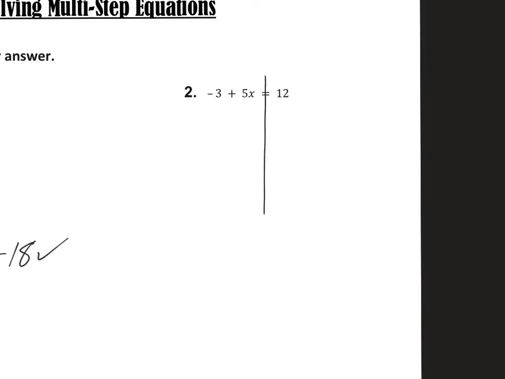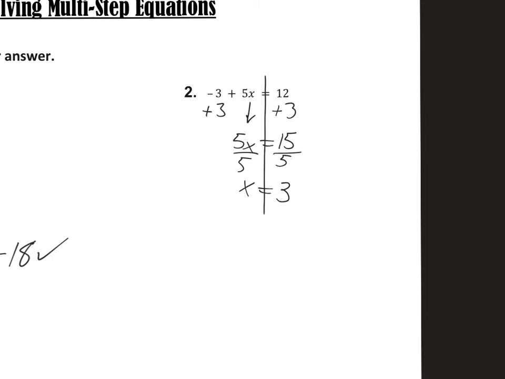Okay, I have negative 3. So what am I going to do, add 3 or subtract negative 3, which is the same thing as add 3? We're going to add 3. So plus 3 plus 3. So I have 5x, because this just works its way down, equals 12 plus 3 is 15. Now, I want to get x all by itself. So how do I get rid of that 5? I'm going to divide both sides by 5. So x equals 15 divided by 5 is 3.